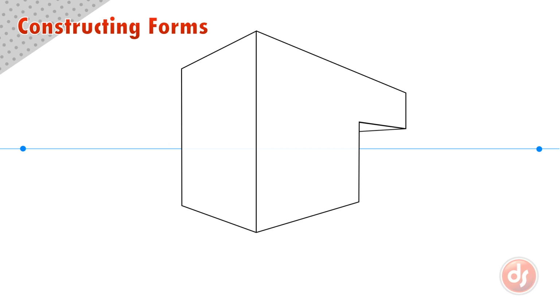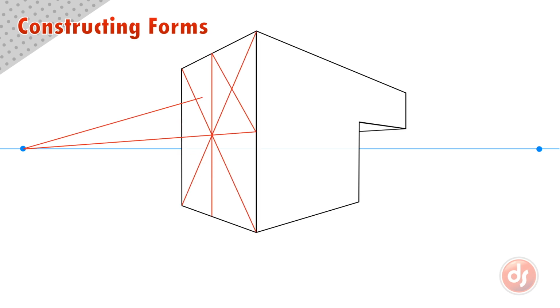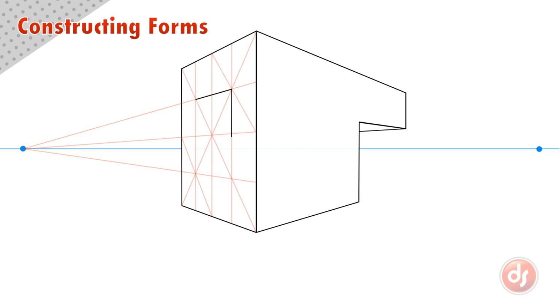Now let's remove a section from the other side. I want it to be a section cut out of the center of this plane. We can use the X trick to divide this plane and know that the section we remove is symmetrical and in the middle. Then we take the corners to the right vanishing point to create depth.